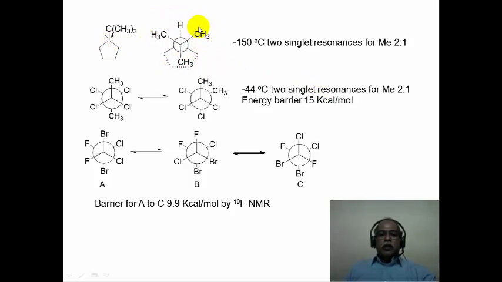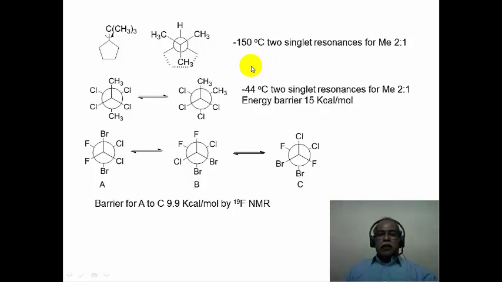Now, if you look at this particular picture, this is actually the gauche or staggered conformation of this carbon-carbon bond rotation. If the carbon-carbon bond rotation is frozen, this is likely to be the most stable conformation, because the bulky groups are far away from each other. If that were the case, these 2 methyl groups should have a chemically identical environment, and this particular methyl group should have a different chemical environment in comparison to the other 2 methyl groups.